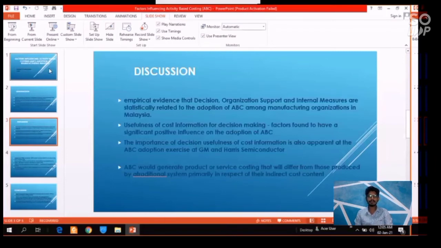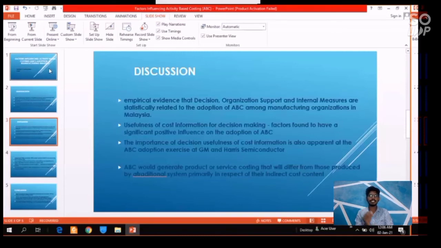In 1988, Cooper argued that the decision usefulness of costing information is related to the cost of error associated with it. The importance of decision usefulness of cost information is also apparent in the ABC adoption exercise at GM and Harris Semiconductors. The ABC system will be broadly applicable to many different processes, and ABC results in better decision making and was also initiated to obtain better production costs.